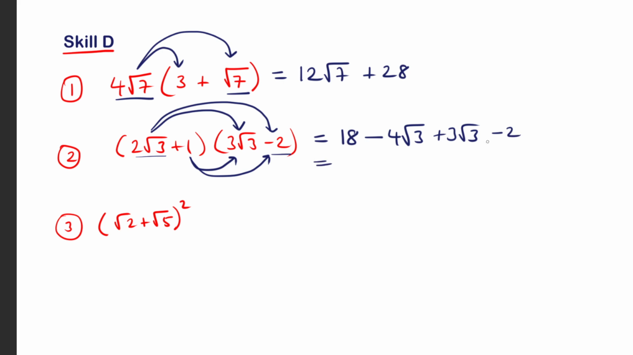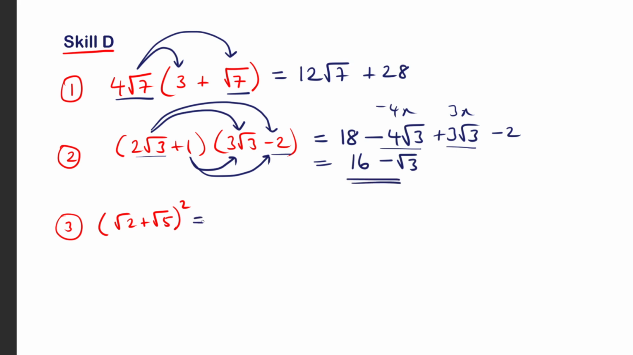So 18 minus 2, that's 16, so put the numbers together. And we have a 3 root 3 and minus 4 root 3. How many root 3s do we have? Well, if you imagine this was like 3x and you had minus 4x, how many x's would you have? Well, you'd have a minus x. And it's the same thing here. 3 root 3 minus 4 root 3 is a minus root 3, minus 1 root 3. So that's the answer for this one.